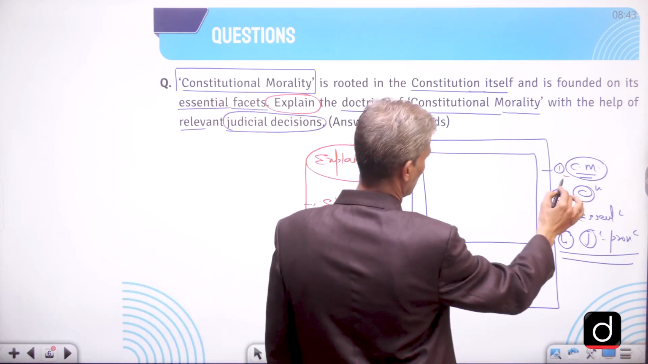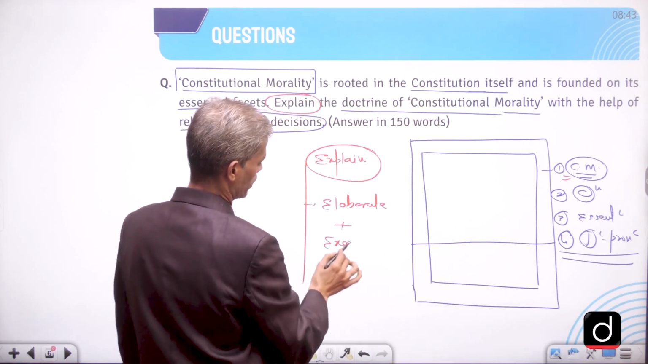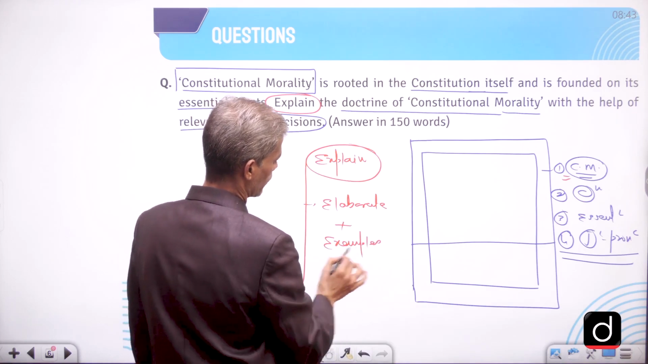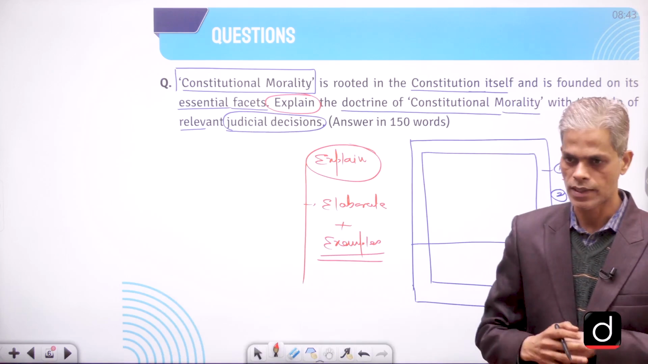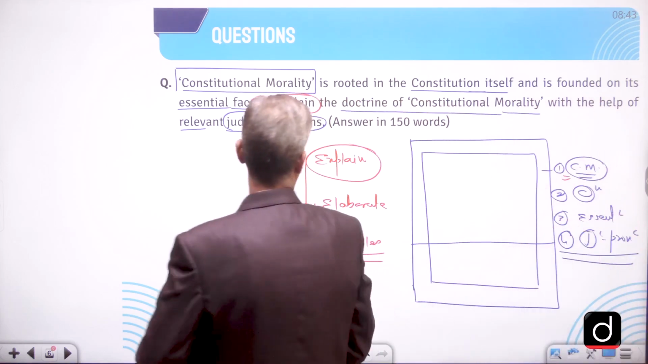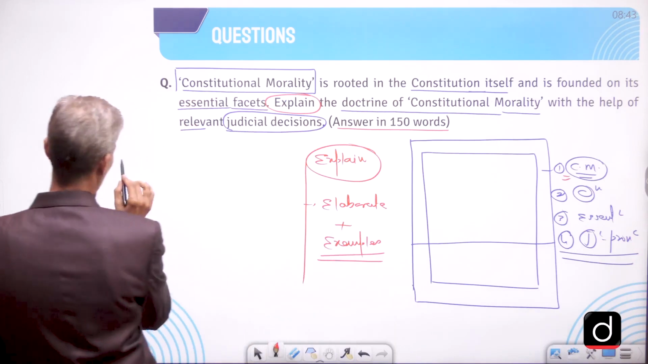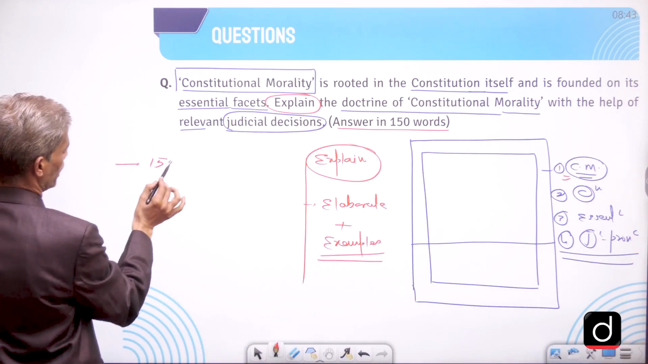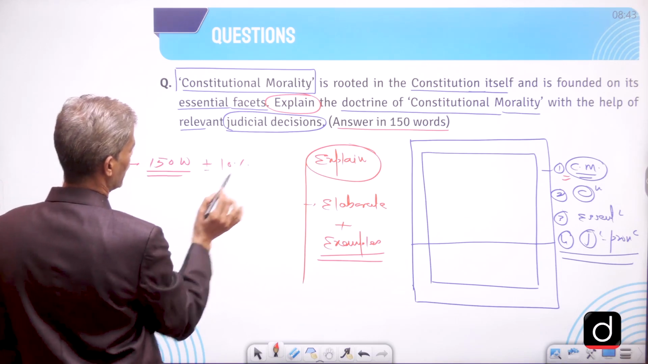That is constitutional morality. And then substantiate your argument with certain examples. So that could be your approach to write this particular answer. Now, since this question is to be answered in 150 words, as I've told you, the other thing you have to keep in mind is that you can keep a plus or minus 10% variation.